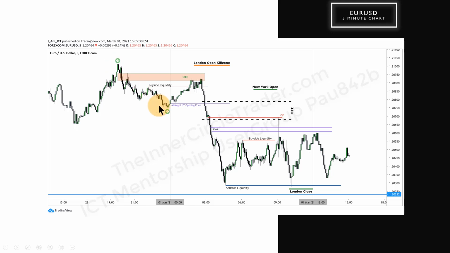Previous high, low ahead of midnight New York, rallies up into optimal trade entry. So the shaded area here is 79% retracement, 62% retracement, respectively, when you're anchoring your fib from here to here. So that's what these little arrows are denoting.